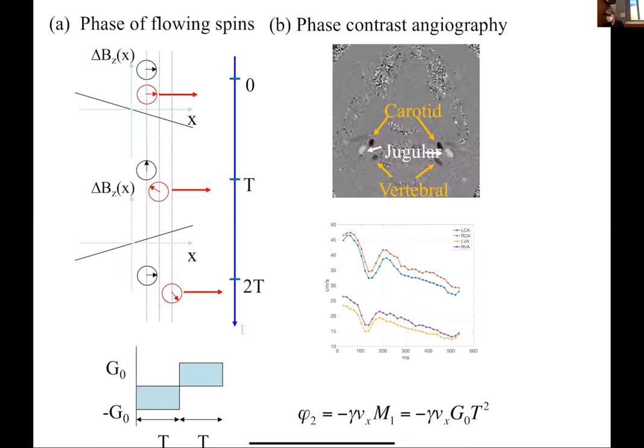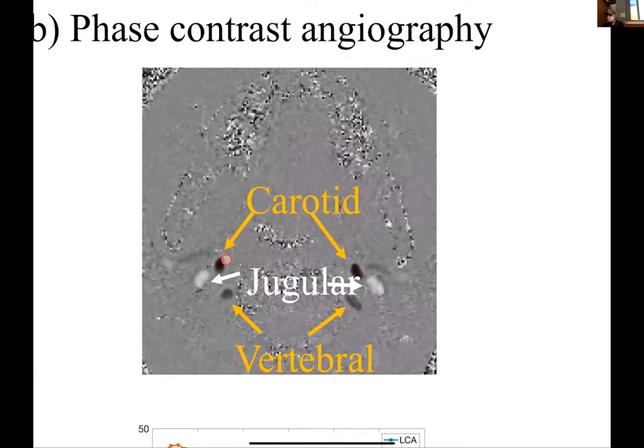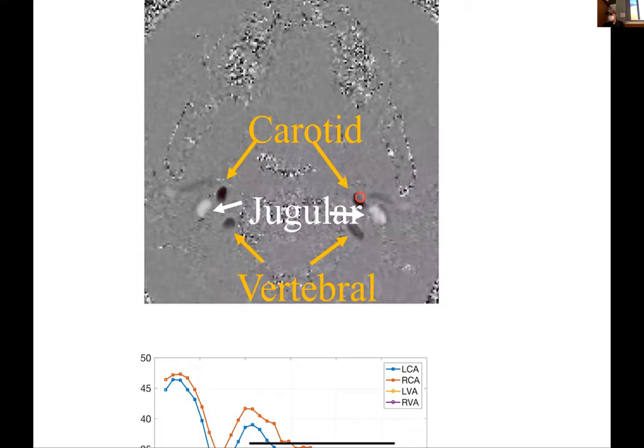For example, here what you're seeing is phase contrast of blood going in the carotids. Black here represents blood going up into your brain, and white here represents blood going away. Those are your jugular veins. And these things here are your vertebrals, which are back here. The carotids and the vertebrals deliver blood to your brain and the jugular drains it away. Here, this is darker than this, which means the blood flow in your carotids is higher than the blood flow in your vertebrals. And relatively speaking, there's also slower flow in your jugulars coming out as opposed to the carotids.